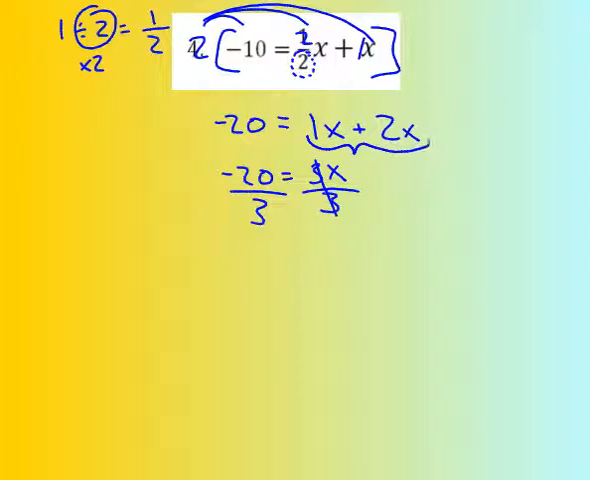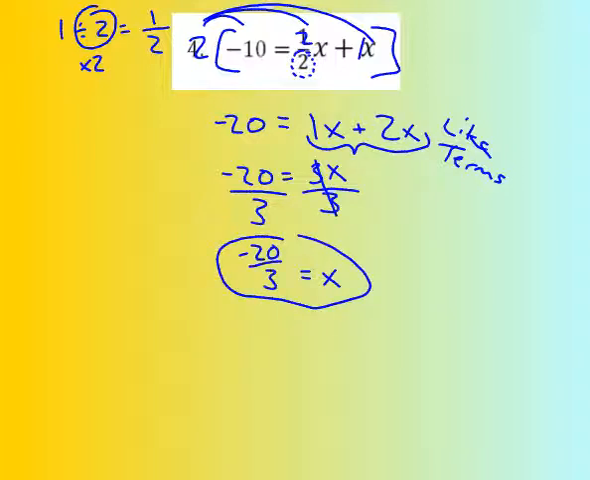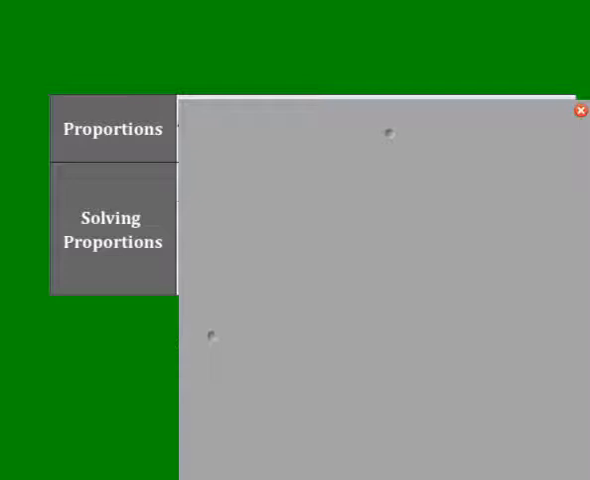Remember, I just combined those. Those are like terms. You can always combine like terms when they're on the same side of the equals. X here is equal to negative 20 over 3 is a good answer. Some people will write x is equal to negative 6.67 repeating. That's a good answer. Alright, we're not going to get picky about that stuff. Make sure you can get negative 20 over 3 at least.